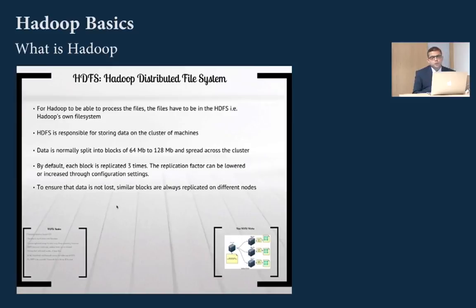For Hadoop to be able to process the files, they will have to be in HDFS first. That's Hadoop's own file system. HDFS is responsible for storing data on a cluster of machines. Data is normally split into blocks of 64 or 128 MB, and that's absolutely configurable. By default, each block is replicated with a replication factor of 3, but the replication factor can be increased or decreased based on your configuration. And to ensure data is not lost, HDFS is smart enough to not place the same blocks on the same machine.